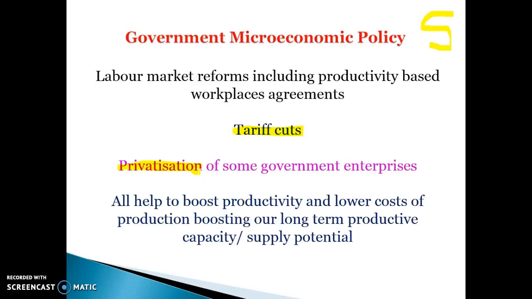So the idea of all these microeconomic reforms is to boost productivity, lower costs of production, and improve our long-term productive capacity or supply potential. This is something we study in Unit 4. We will probably study trade liberalisation, which involves tariff cuts and a lot of other forms of getting rid of protection like quotas and subsidies and things like that.